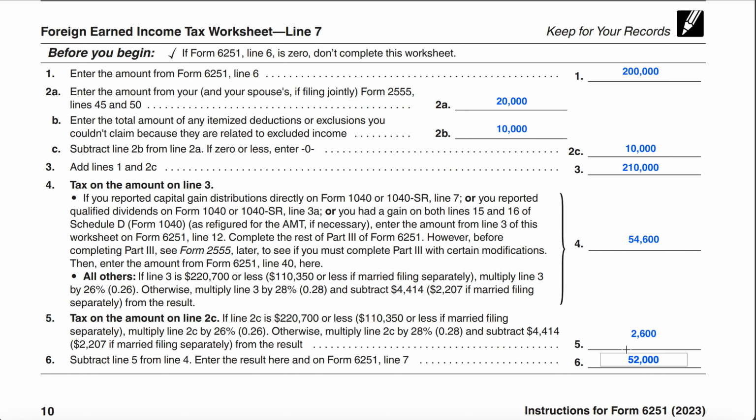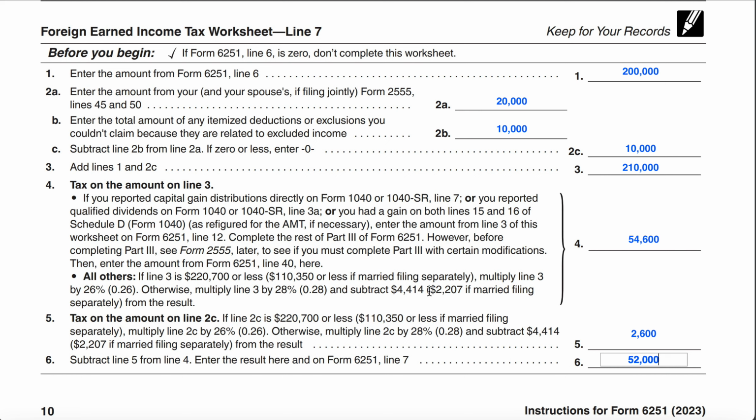So if this amount were more than the stated line 3 excess, then you would simply multiply that amount by 28%, and then you would back out the following number, either $4,414 or $2,207 if you're married filing separately. That basically allows you to adjust for the higher tax bracket.